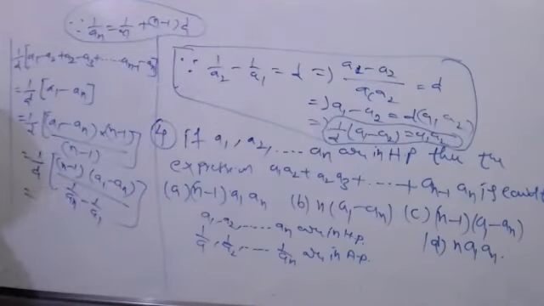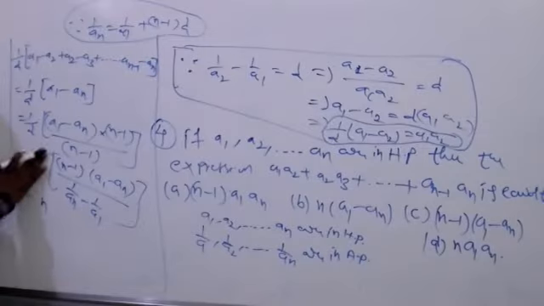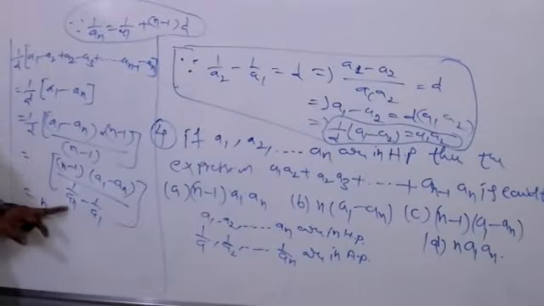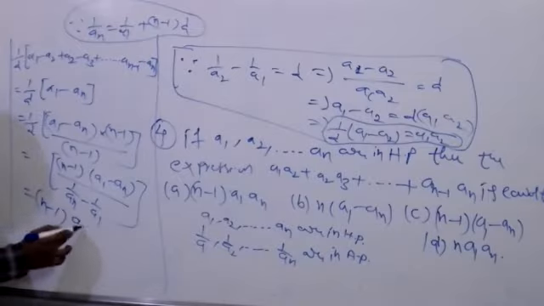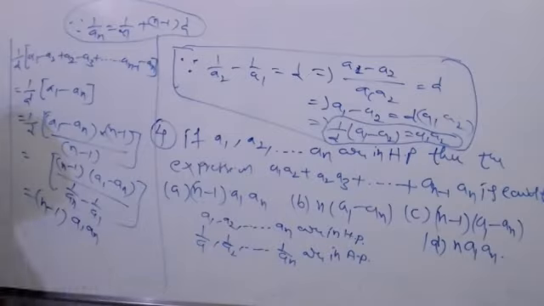Here n minus 1 into a1 minus an. Now n minus 1. Oh, here t is not there. Okay. n minus 1 into a1 an. Yes, sir.